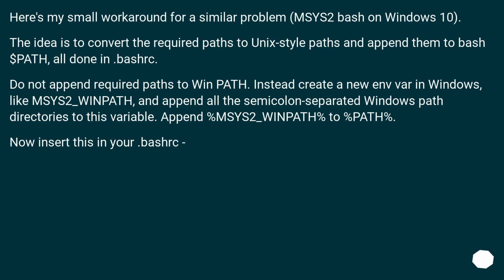Here's my small workaround for a similar problem, with Bash on Windows 10. The idea is to convert the required paths to Unix-style paths and append them to bash $PATH, all done in .bashrc. Do not append required paths to WinPath. Instead create a new env var in Windows, like mz2_winpath, and append all the semicolon-separated Windows path directories to this variable. Append %mz2_winpath% to %path%. Now insert this in your .bashrc.